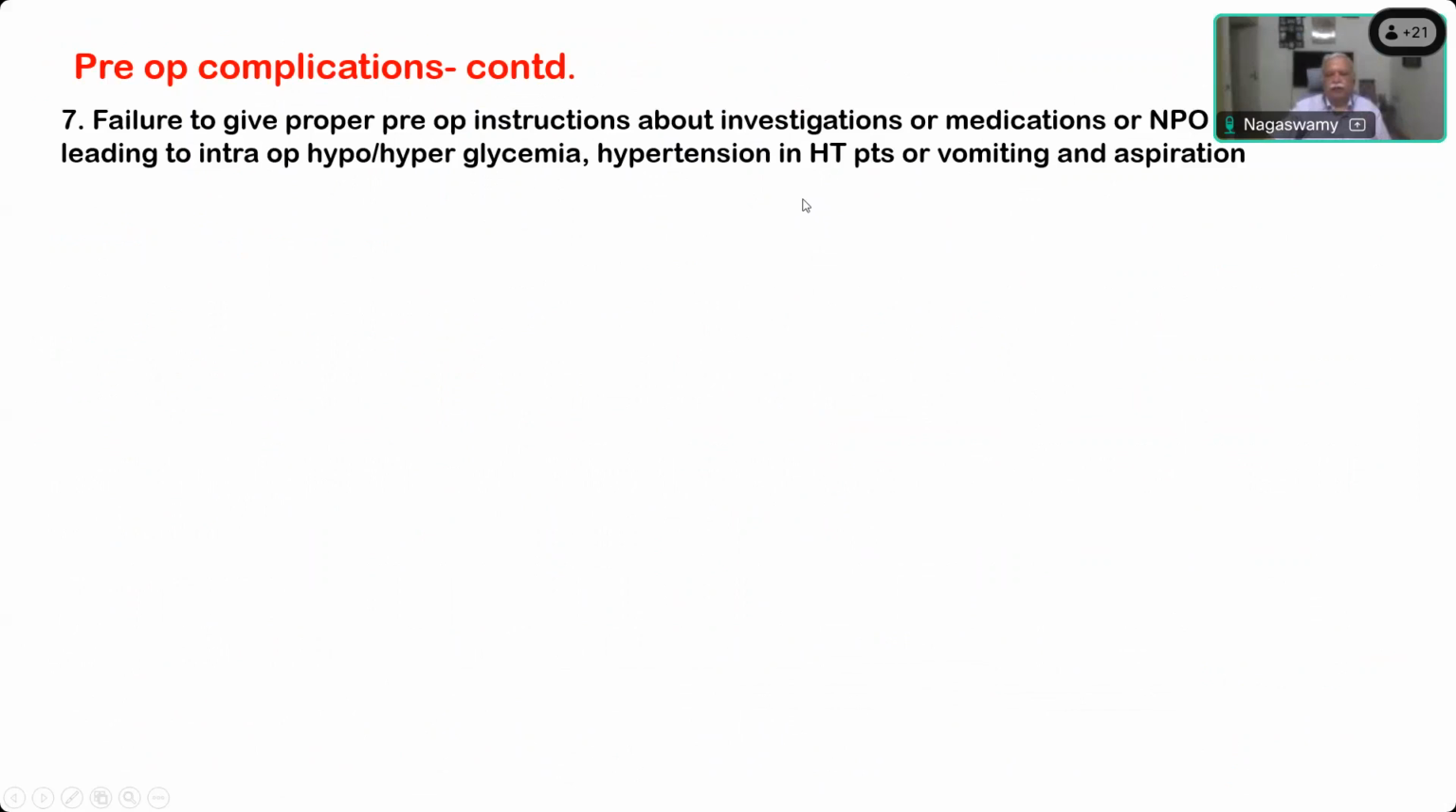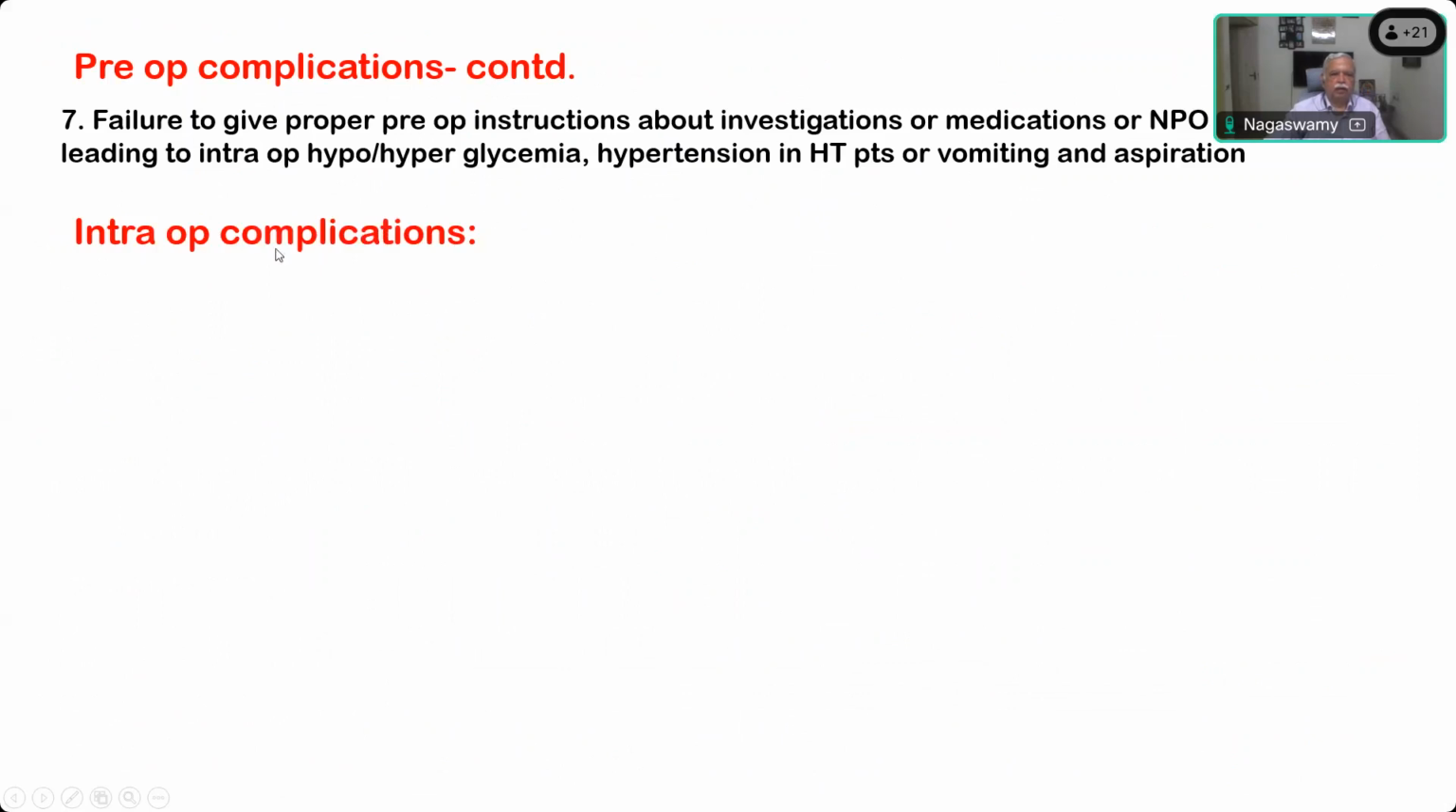Which is the antihypertensive we usually stop before surgery? ACE inhibitors and ARBs. ACE inhibitor, very good. And so this instruction should be properly given. Otherwise, that may be the cause for the iatrogenic complication.